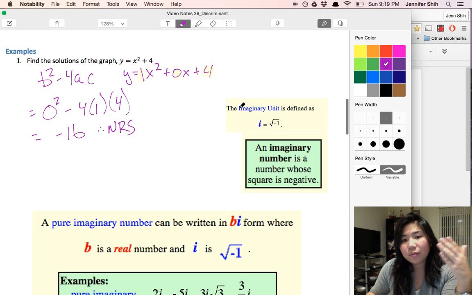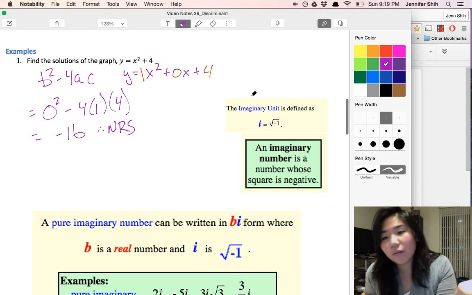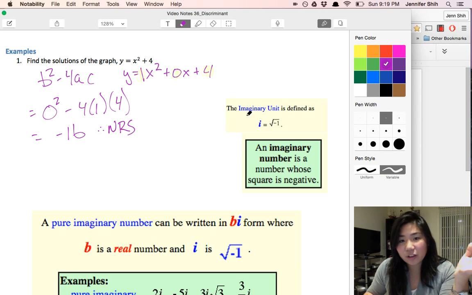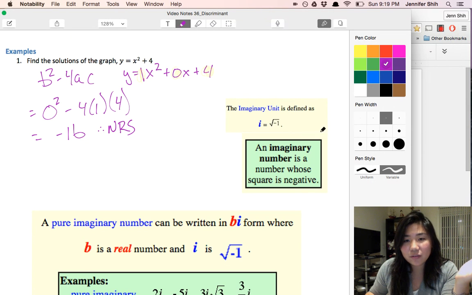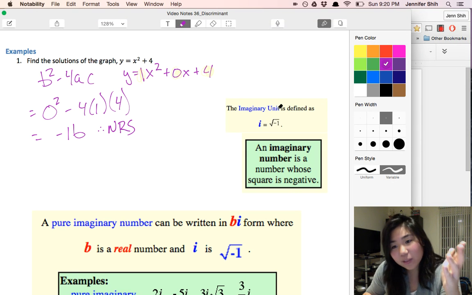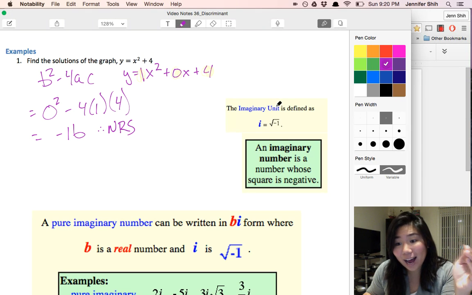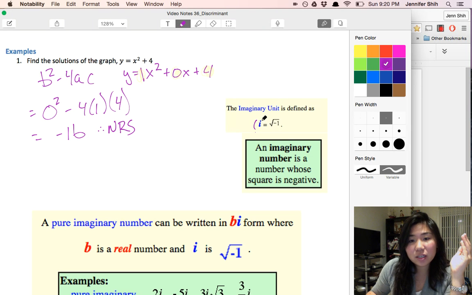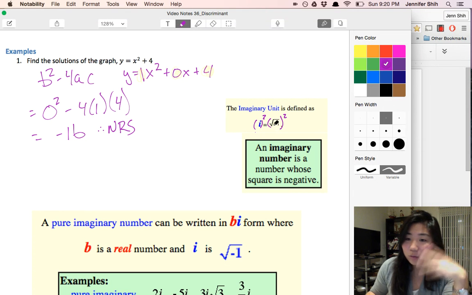However, we can still solve for an imaginary value of x using this unit defined as i. So in your notes, this is where it goes. The imaginary unit is defined by i equals the square root of negative 1. Every time you see the square root of negative 1, that's going to equal i. And bonus, we can even square i. And we can square the square root of negative 1. If we square the square root of negative 1, we're going to get negative 1, and that's going to equal i squared.